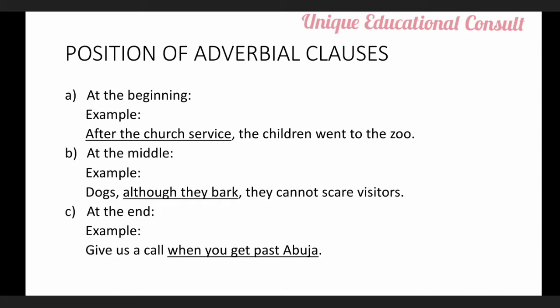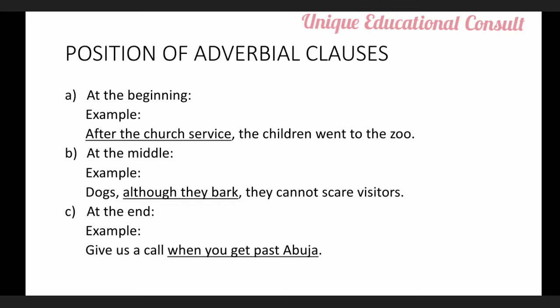Now to the second one, having an adverbial clause at the middle of a sentence. We have dogs, although they bark, they cannot scare visitors. And you can see as well that I underlined although they bark in this sentence. You can simply say dogs cannot scare visitors. So dogs and they are of the same thing. We don't want to repeat dogs again. That is where the pronoun they comes in. I hope this is clear.